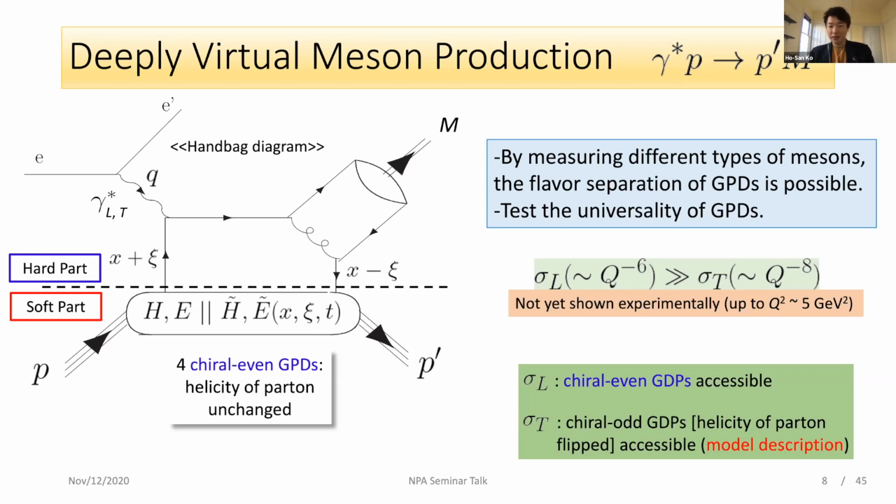However, this sigma L dominance over sigma T, which is the case for handbag diagram dominance, is not experimentally observed yet. And there are some models describing this sigma T dominance over sigma L using chiral odd GPDs.